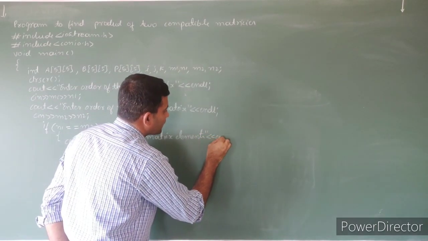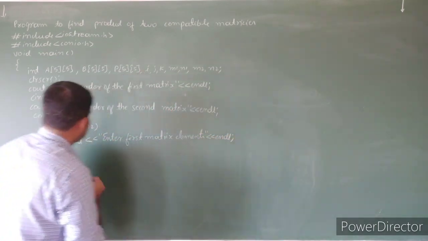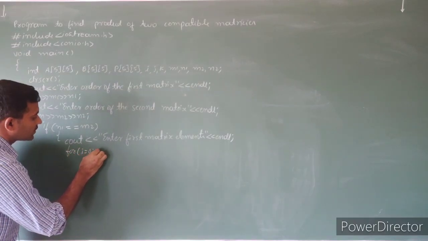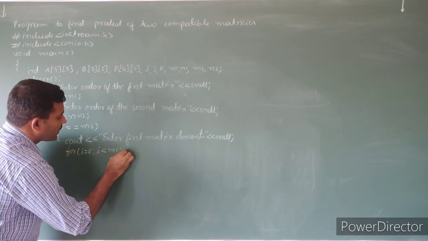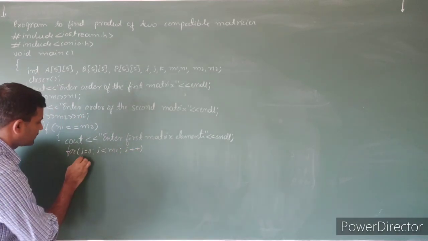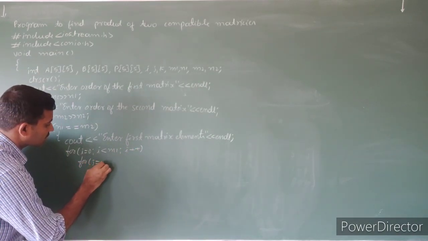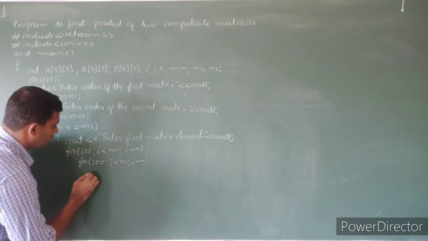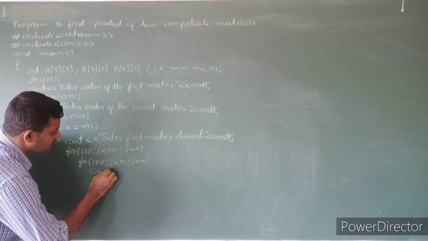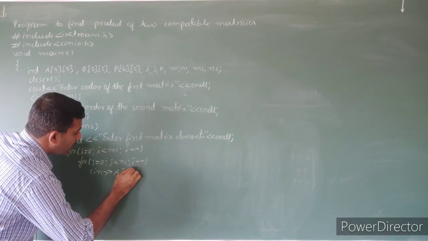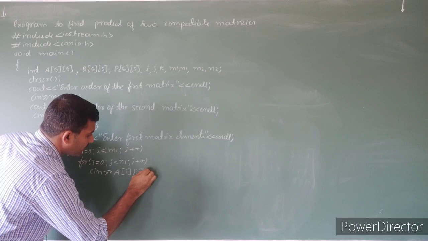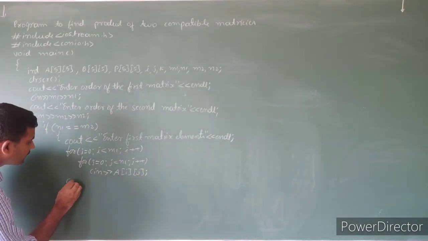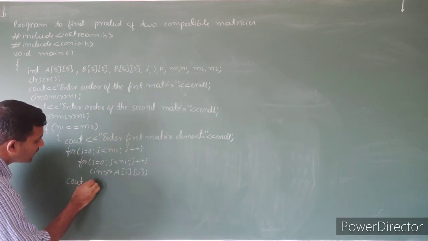To read the first matrix elements, we need for I equals 0, I less than M1, I plus plus. For j equals 0, j less than N1, j plus plus. Under that, cin extraction A of I j. It is for reading a first matrix element. Then also read the second matrix elements.